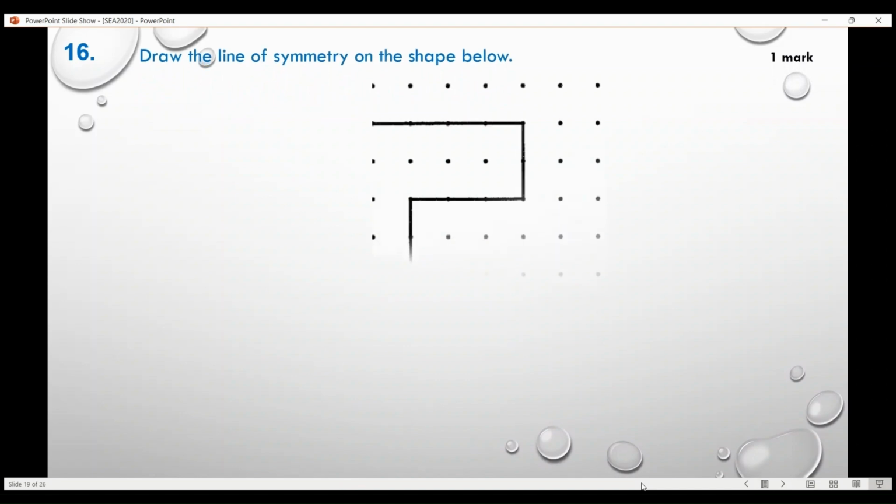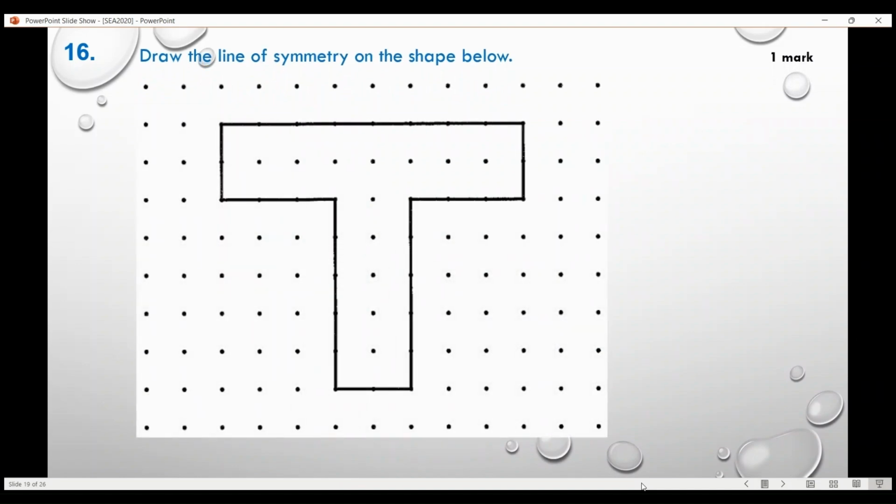Draw the line of symmetry on the shape below. And let's recall, what is the line of symmetry? The line of symmetry would be an imaginary line that we can draw on the object so that we can fold the object across it. That way, one side reflects the other.